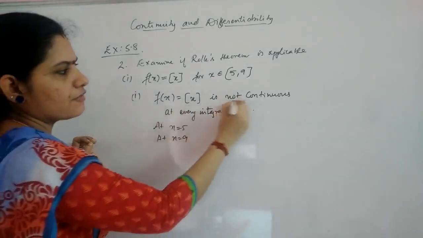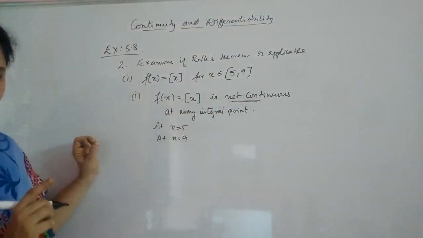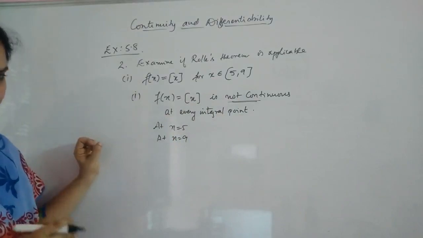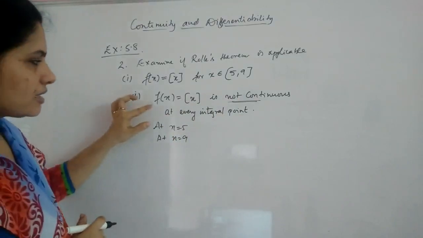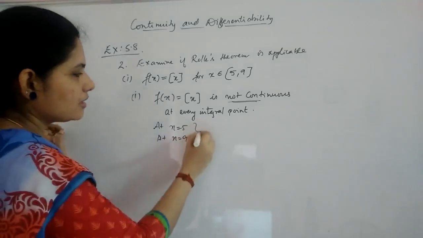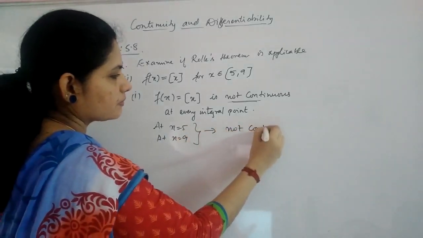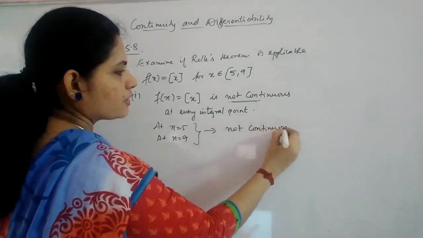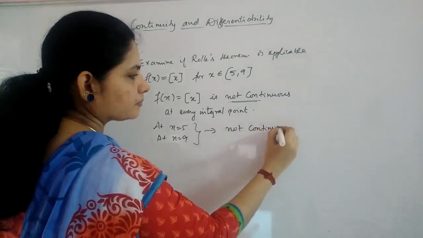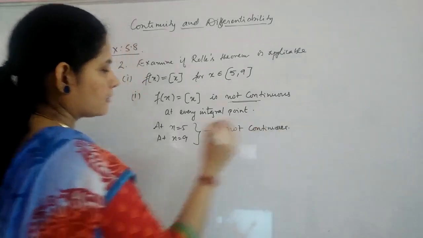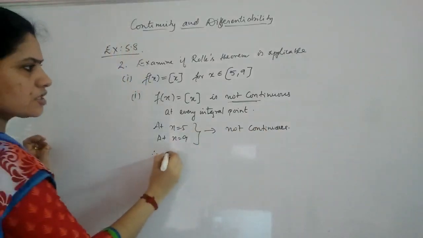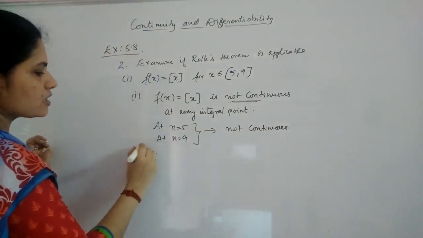The function is every time not continuous at the integral points, that we have already discussed in the other chapter, right? You can say that at these 2 points the function is not continuous. So first condition is not satisfied. Therefore, the function is not continuous. Clear?